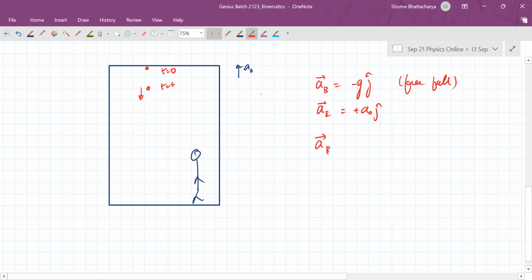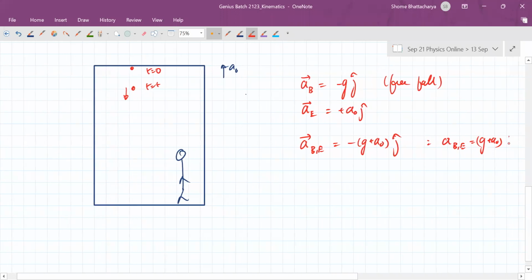So acceleration of the bolt in the frame of the elevator is going to become minus of (g plus a0) j cap. So in simple terms, we can say acceleration of the bolt with respect to the elevator is g plus a0 downwards. So what this fellow will observe is that it's coming down with this kind of an acceleration. And it hits the floor at a time of capital T, let's say, which is 2 seconds. Sorry, 1 second, right? I've given the answer is 1 second.